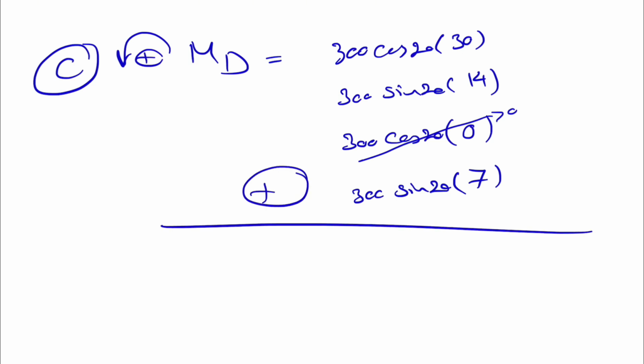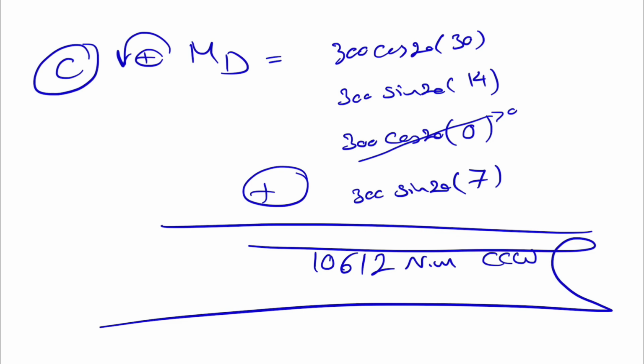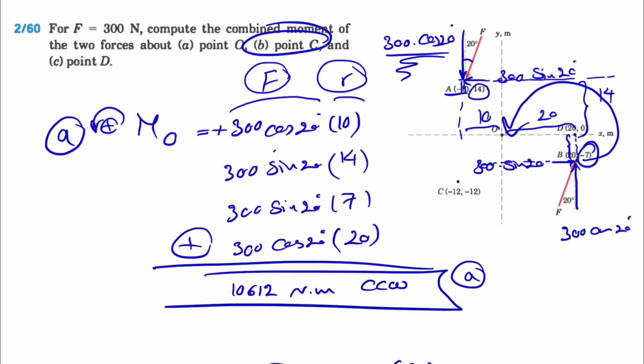So all of them are positive. I'm just going to add these two, and again we're going to get the same number, 1,612 Newton meter counterclockwise. And this is going to show regardless of the point that we have between these two forces, which we call them couples since they have those three characteristics that we went over.